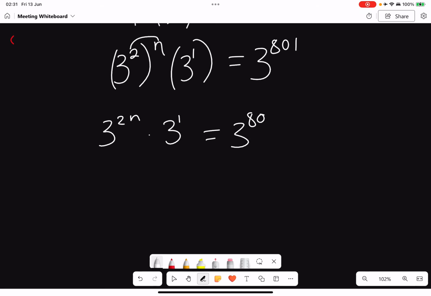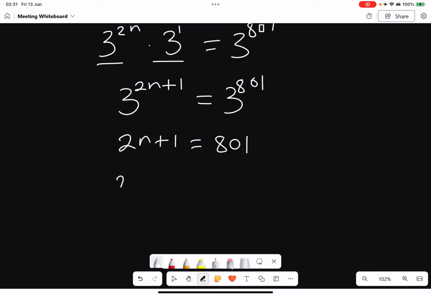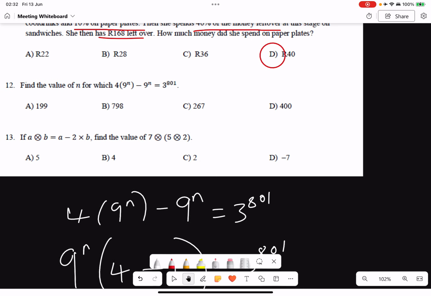Then here we have the same bases. We can add the exponents, so it's going to be 2n plus 1 equals 3 to the power 801. Now the bases are the same, we can drop them. So I have 2n plus 1 equals 801. 2n equals 800. Then dividing both sides by 2, we get 400. So the answer would be 400. Let's see which option is 400. That is option D again, ladies and gentlemen.